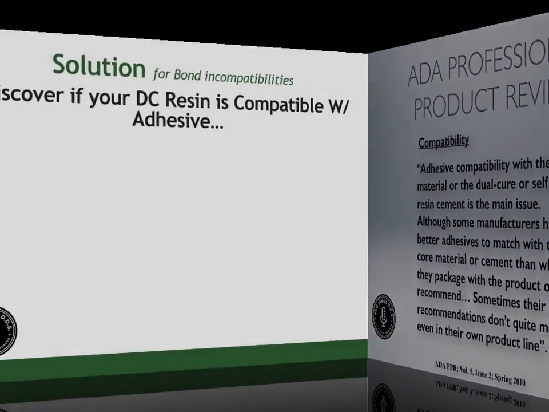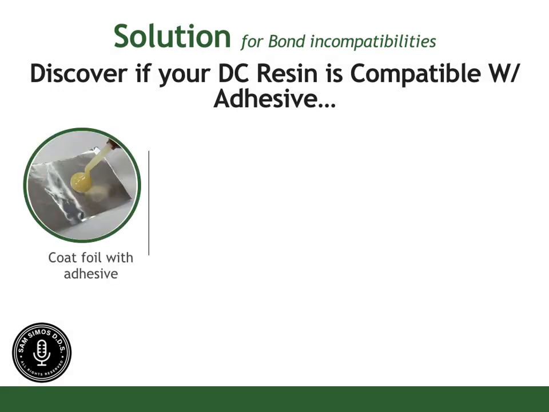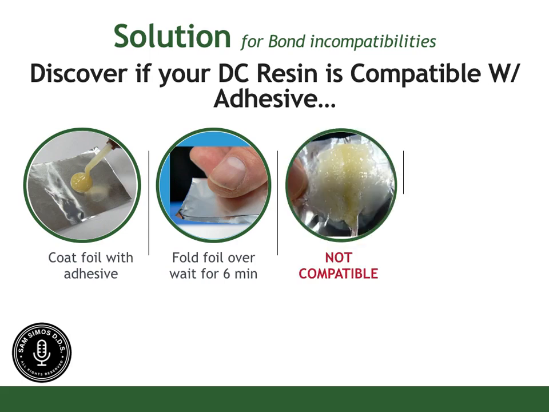Well, again, what we want to do is we want to be able to know that our dual cure self-cured resin is compatible with our adhesive. Here's the way that I do it. I'm an evaluator for Dental Advisor, and so I get a lot of adhesives. I get a lot of dual cured self-cured resin cements, and I want to make sure they're compatible. So what I'll do is I'll take a piece of tinfoil and I'll coat it with my adhesive that I'm going to be using with the dual cure or self-cure resin cement. I'll put the dual cured resin cement on the adhesive and fold the foil over and wait for about 6 minutes for it to self-cure.